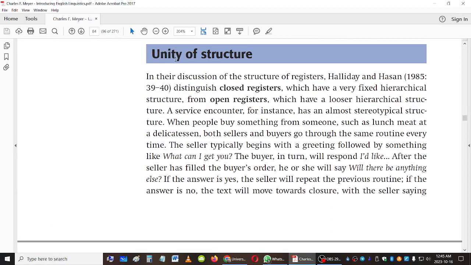When it comes to the unity of structure, let's talk about our registers, which may be a closed register or an open register. An open register means that we don't know what's coming next. Suppose you start talking to your classmate.